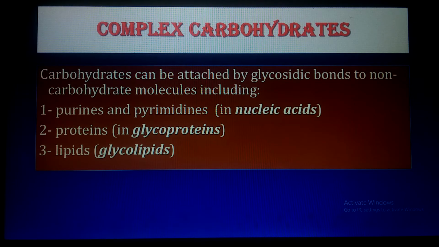Similarly, proteins combine with glucose units and form glycoproteins, which are present in all the cell membranes and also the different organelle membranes, such as the nuclear membrane. Glycoproteins perform different functions, as I have discussed in my lecture about the cell membrane structure.